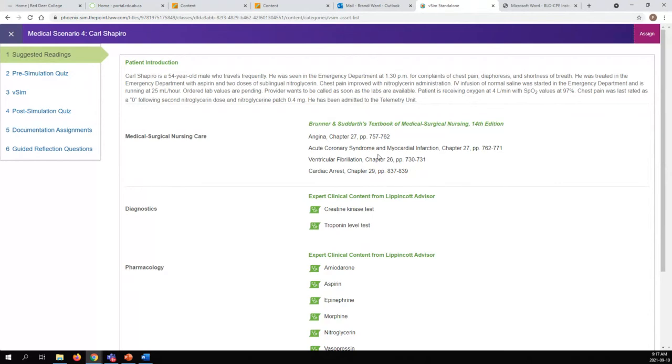Now, the way that this is set up here is you can see that these are the required readings that you need to do. So in the case of this, because Lippincott is American, they are providing textbook readings from their host of published textbooks, and so these readings are not going to apply to you.